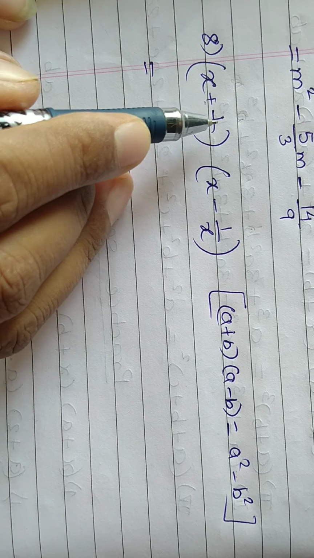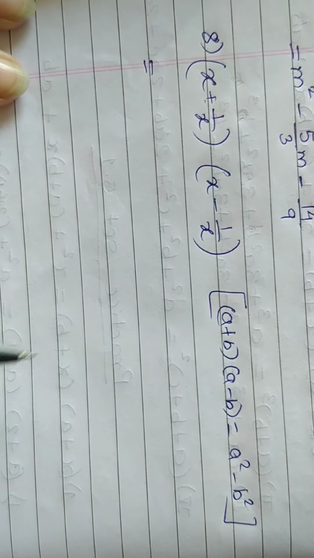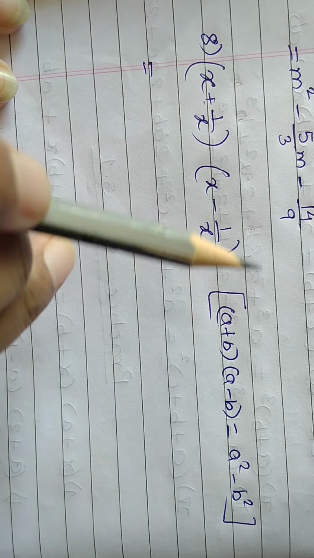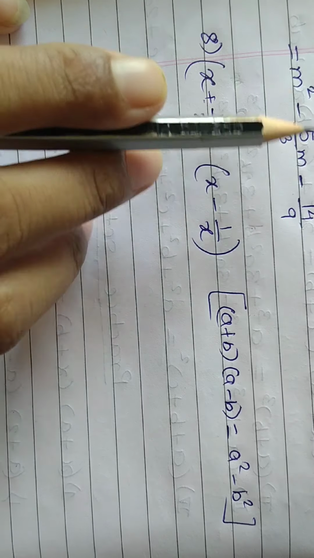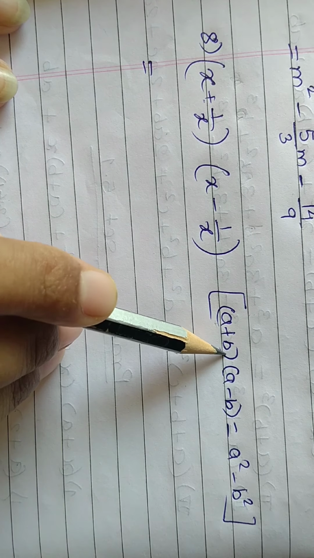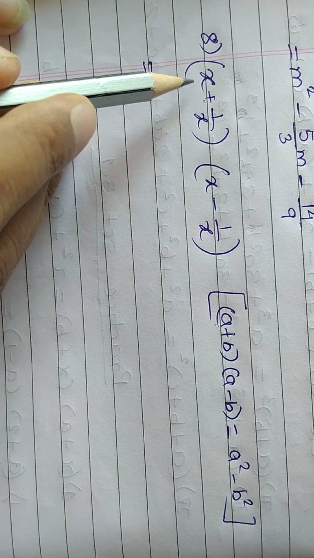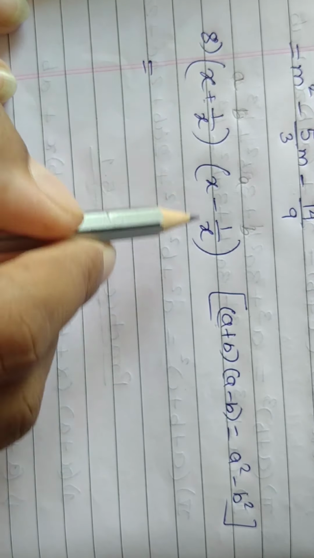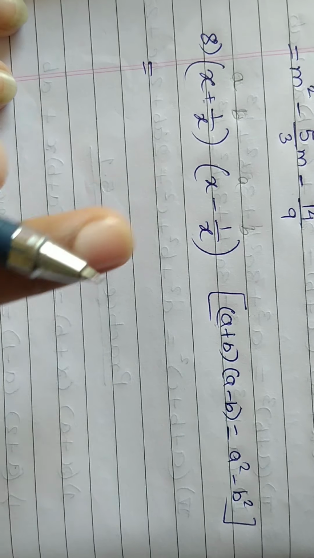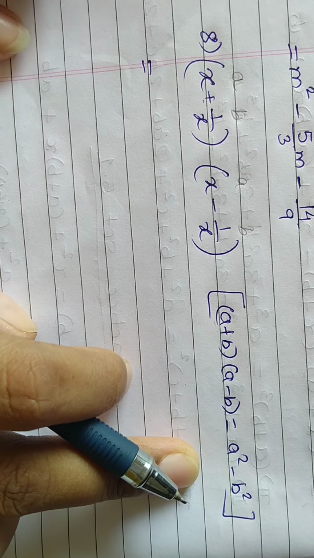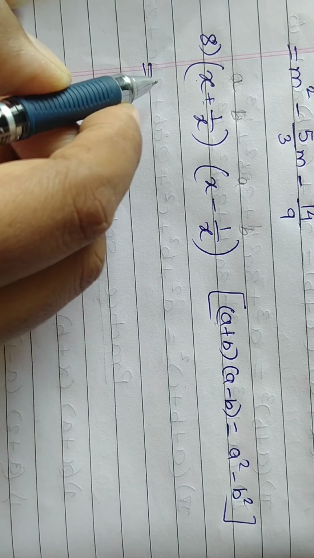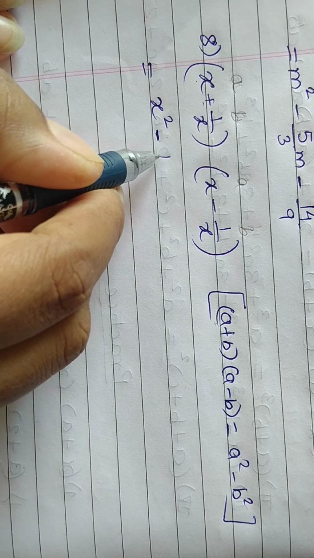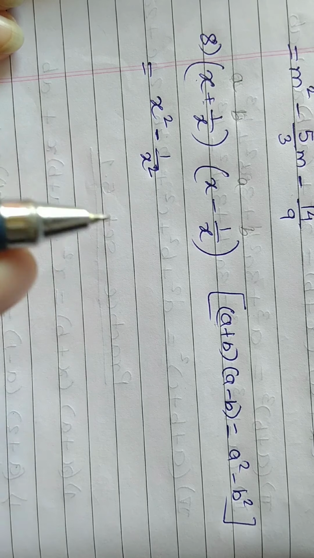x plus 1 upon x, x minus 1 upon x. Now here this formula also you can use, a plus b, a minus b is equal to a square minus b square. If terms are similar only, we can use this formula. Here a is x, so x square. Second term b is 1 upon x, so minus 1 upon x square. This is the final answer.